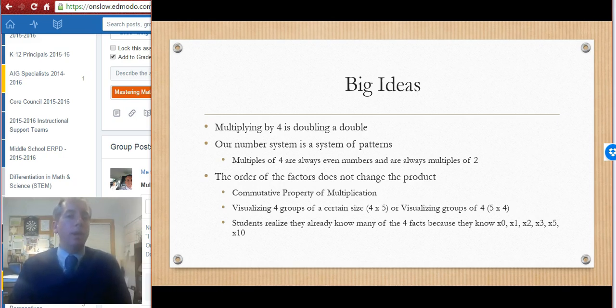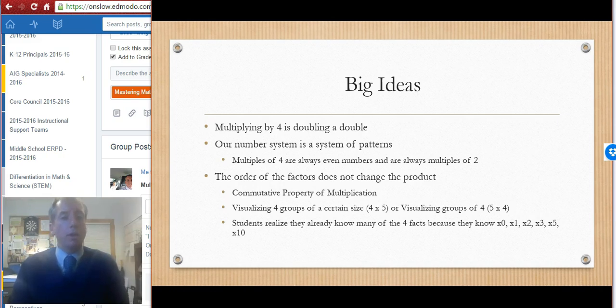So what are our big ideas for multiplying by 4? Well, we've already hit on the main one a couple times, right? That multiplying by 4 is really doubling a double. So if I'm doing 6 times 4, well, if I know 6 times 2 is 12, I can double that 12, and that'll give me 24. So 6 times 4 then must be 24.